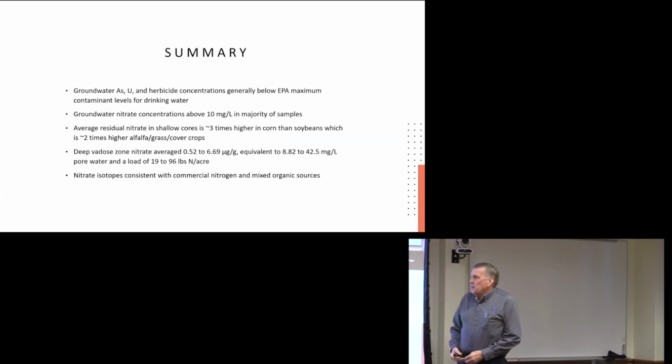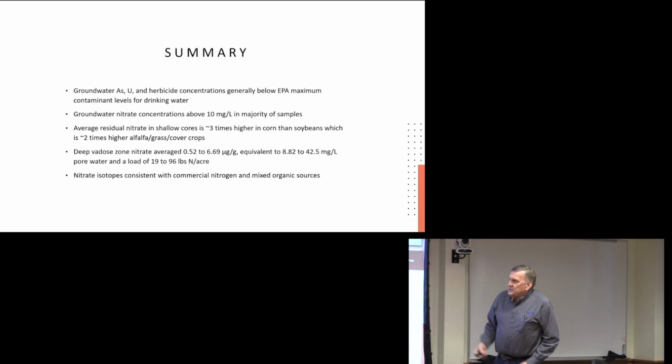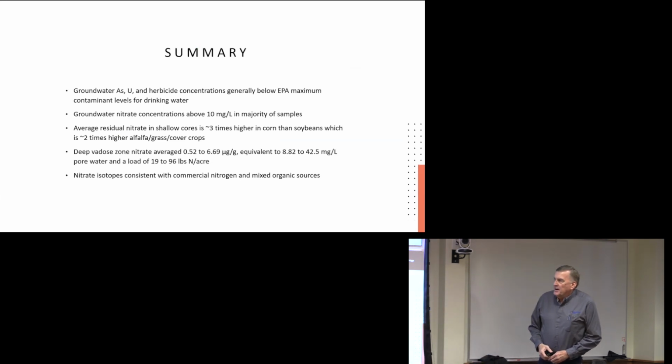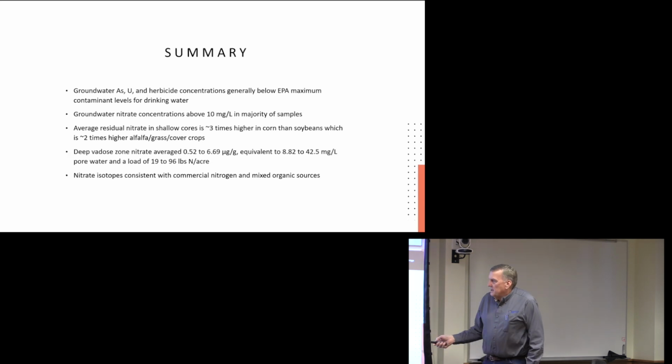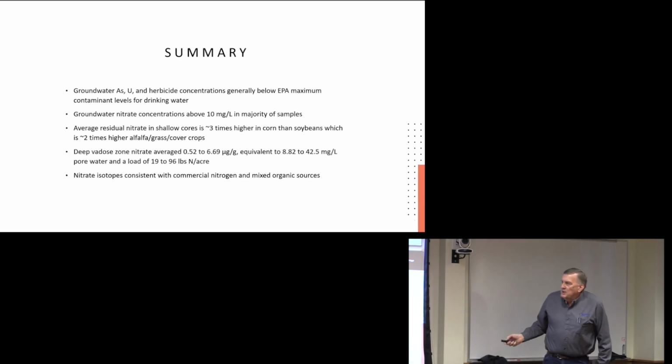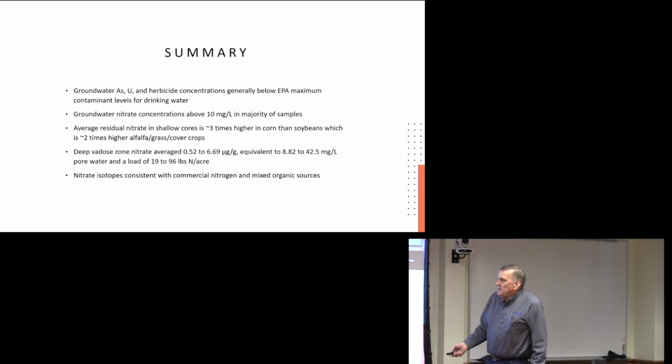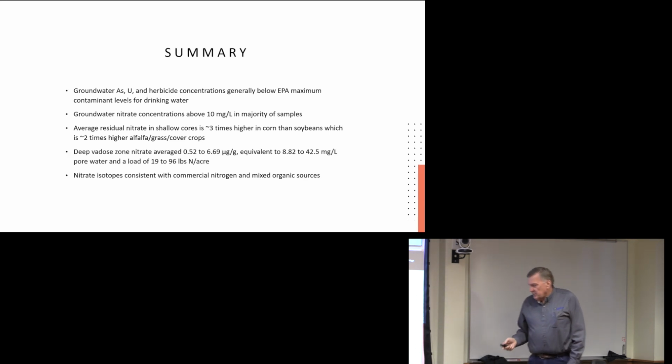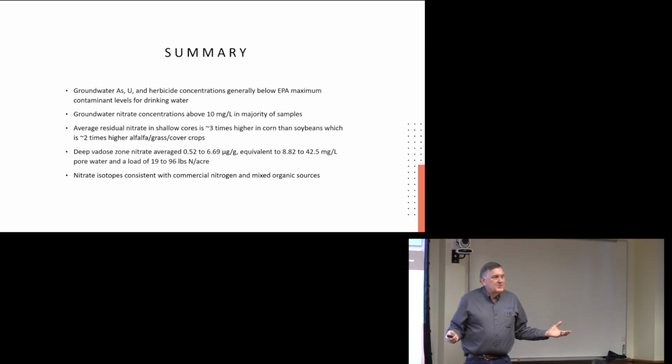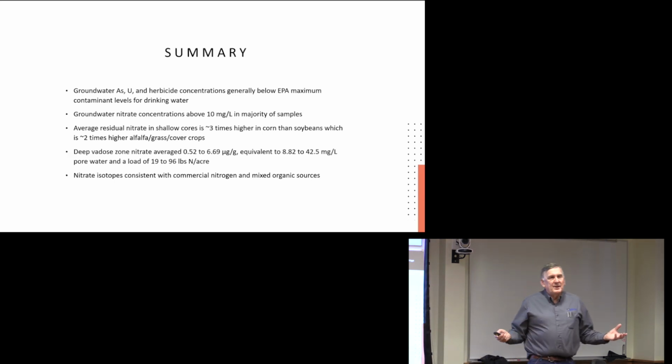Ground nitrate, the majority was 10. Residual was 3 times higher in corn, which we figured, and 2 times higher in alfalfa. But as you can see, we had quite the leaching potential, with 19 to 96 pounds of nitrogen per acre being lost in these particular fields. And then he said the nitrogen was a mixture of commercial and organic nitrogen. So we did learn a lot, but we still didn't come up with the answer. Why was that area lower than the other areas?